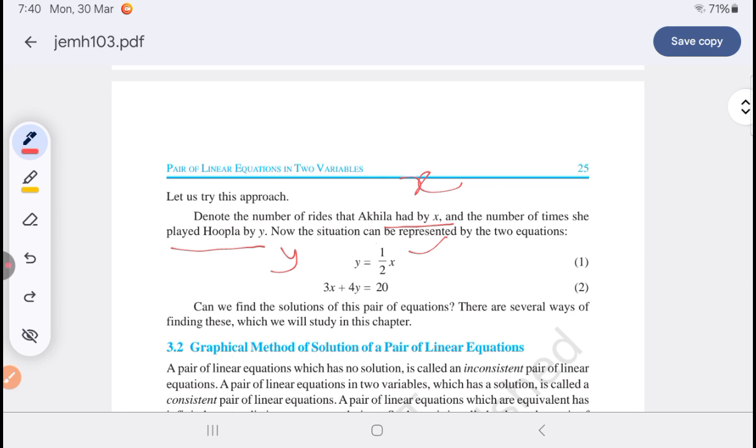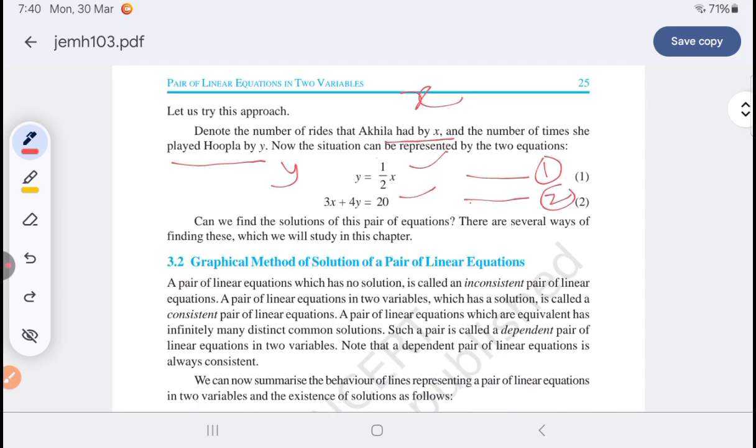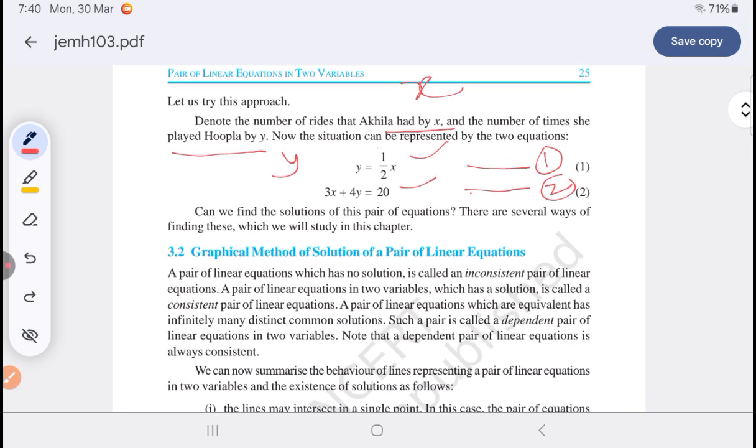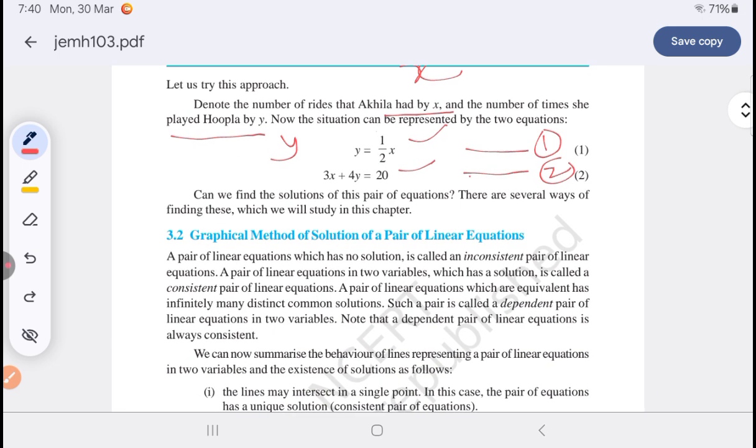So 3x plus 4y equal to 2. Now we have got two equations, equation 1 and equation 2. By solving these equations, you'll get x and y. But there are different ways you can solve them. The first way is the graphical solution of a linear pair of equations. In the introduction, we have just discussed it.